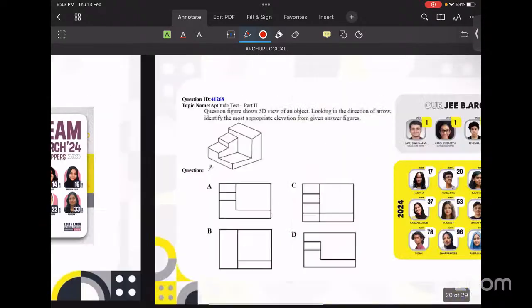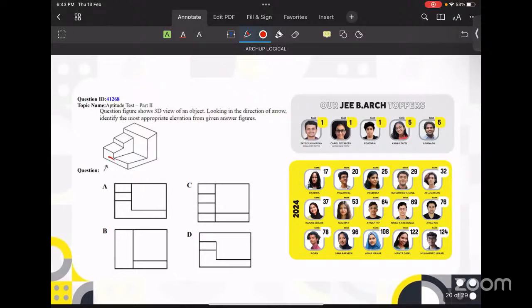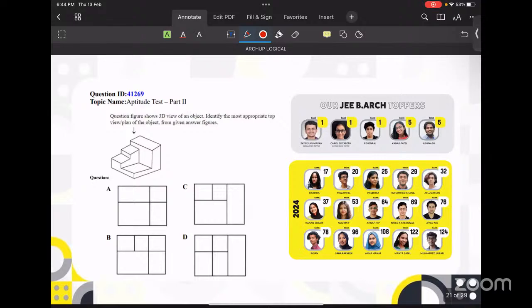Next, view from front. 1, 2, 3. View from the direction of arrow, elevation is asked. 1, 2, 3 only we can see. 1, 2, 3, 4, we don't want. 1, 2, 3. Now just look into that L-shaped figure. Is it provided over here in option B? No. It is only with D. D is the answer.